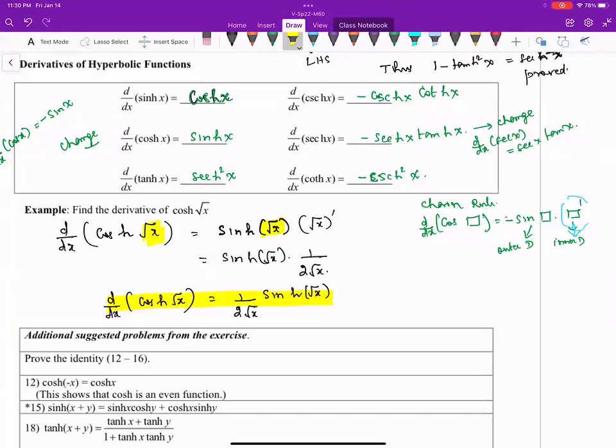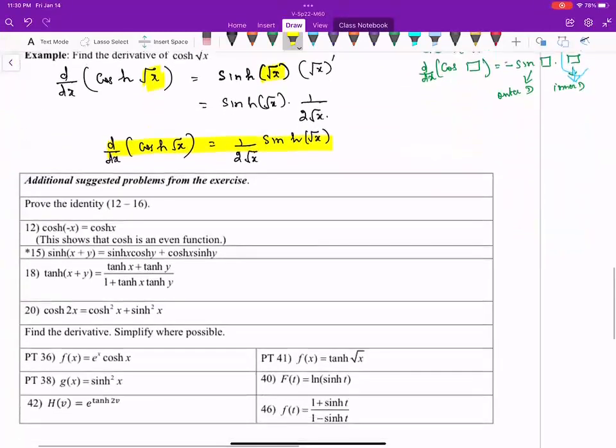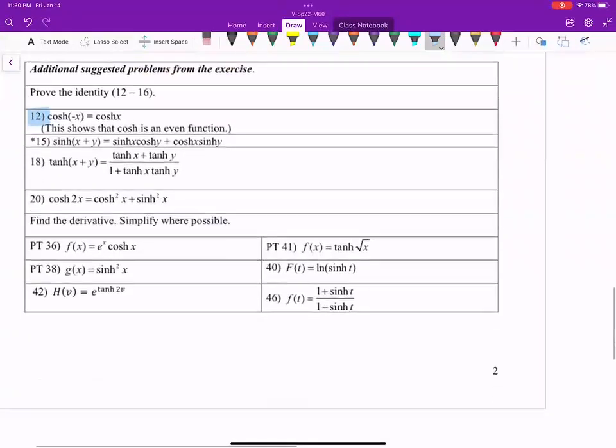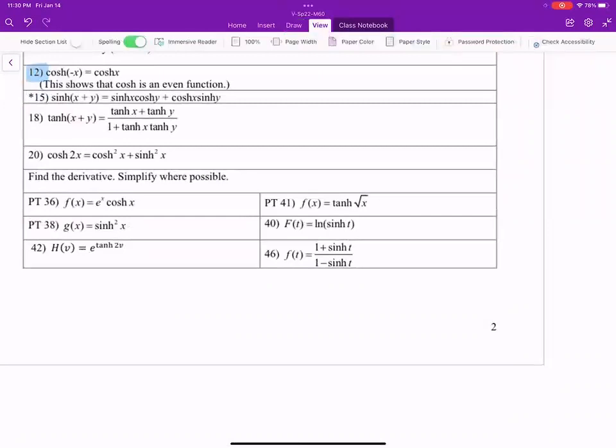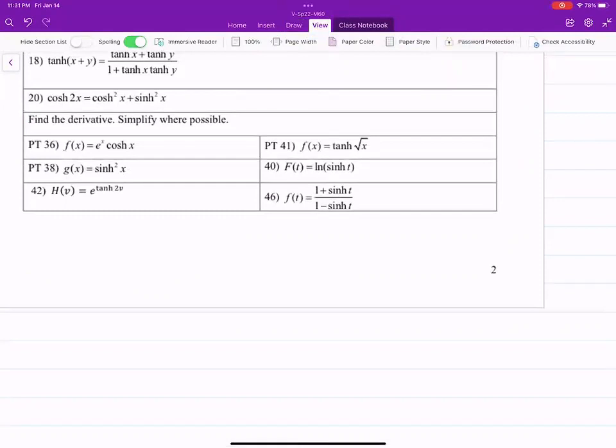All right. Now let's try some of the additional suggested problems from the exercise. It's better to try as many as you can. Let me show some of them over here. So prove the identity cosine hyperbolic negative x equal to cosine hyperbolic x. We are proving an identity here. So this is number 12.